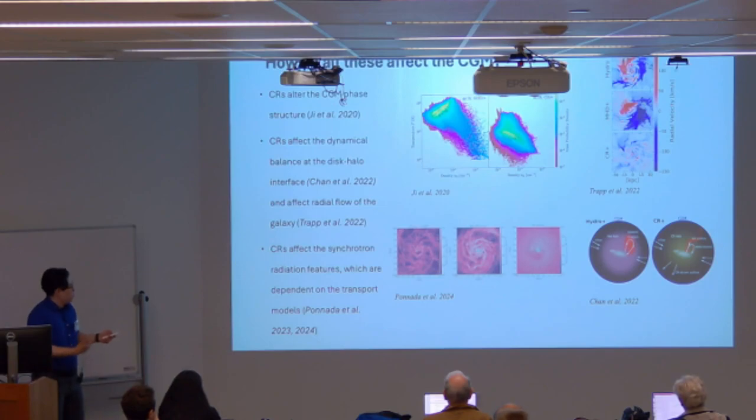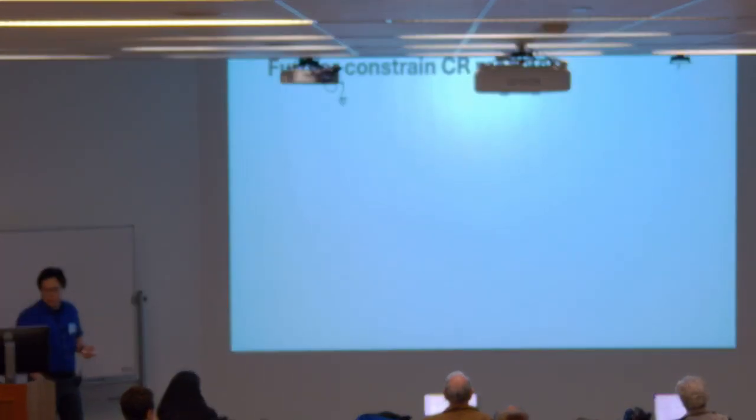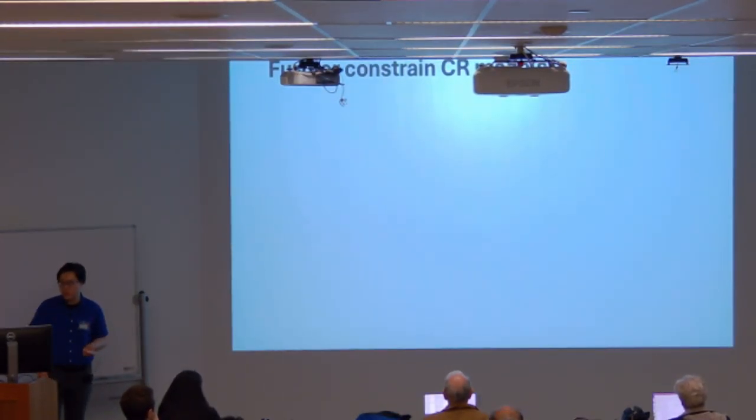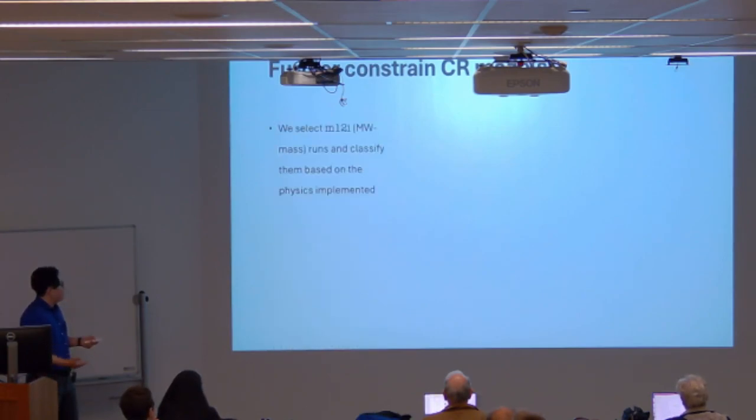Those are just a few quick words about how cosmic rays can affect the galactic medium. We actually want to reverse the logic and use those properties and observables to constrain the cosmic ray model further. So we selected m12i galaxies from the FIRE simulations, which are Milky Way mass galaxies. We classify them based on the physics implemented. We have cosmic ray and non-cosmic ray runs. We have single beam cosmic ray runs and full spectrum cosmic ray runs. We also have different diffusivity models for cosmic ray runs.